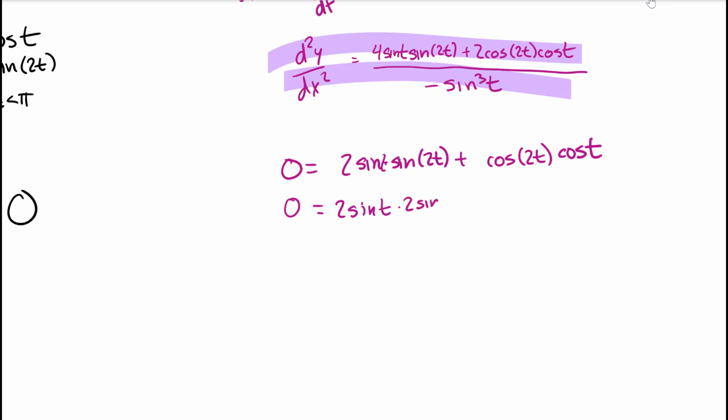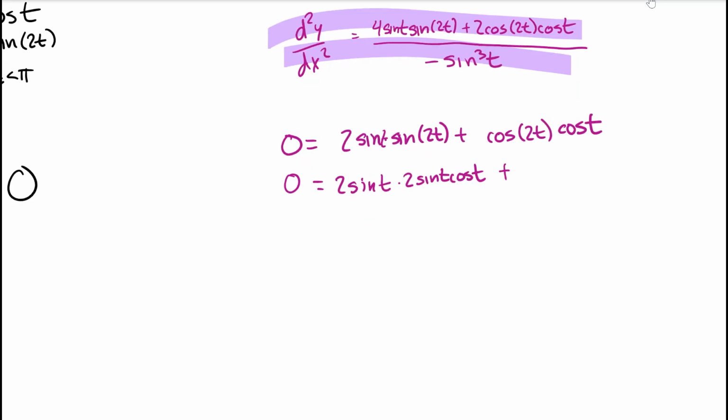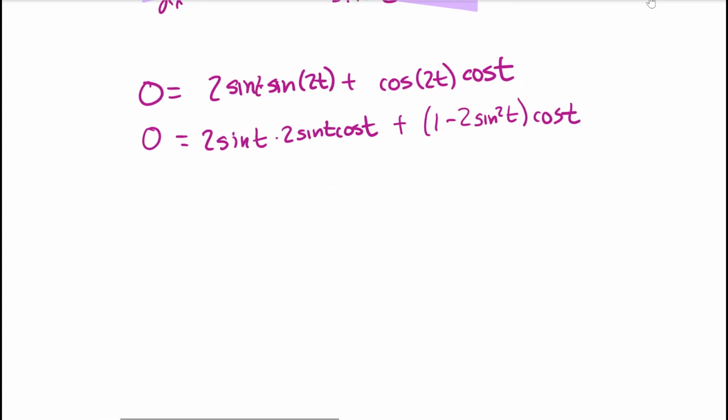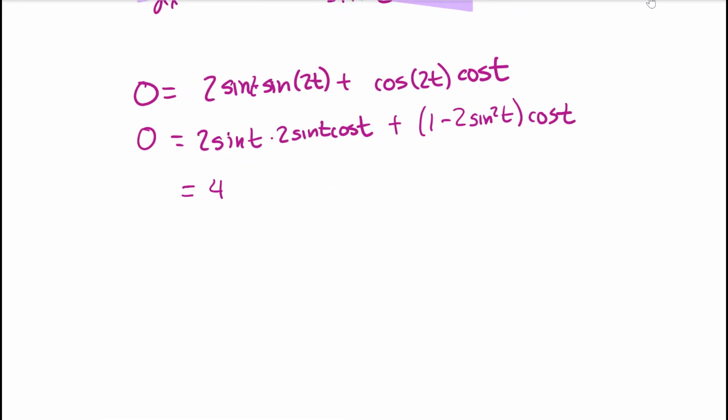That's going to be 2 sine t, cosine t. And this other one here, I'm going to change it to sine squared just because I don't know what else to do. I haven't done this problem yet. I'm just going to call it 1 minus 2 sine squared of t times cosine of t. Let's see if anything cleans up. So that's going to become 4 sine squared of t cosine of t plus cosine of t minus 2 sine squared t cosine of t.